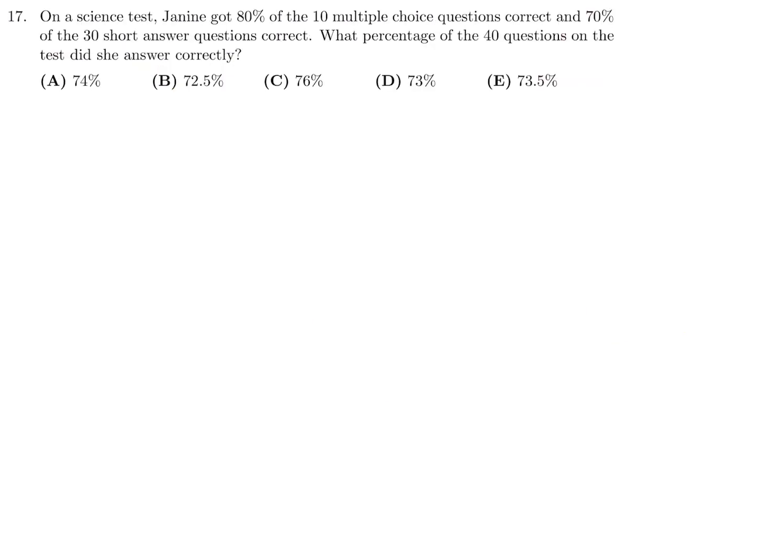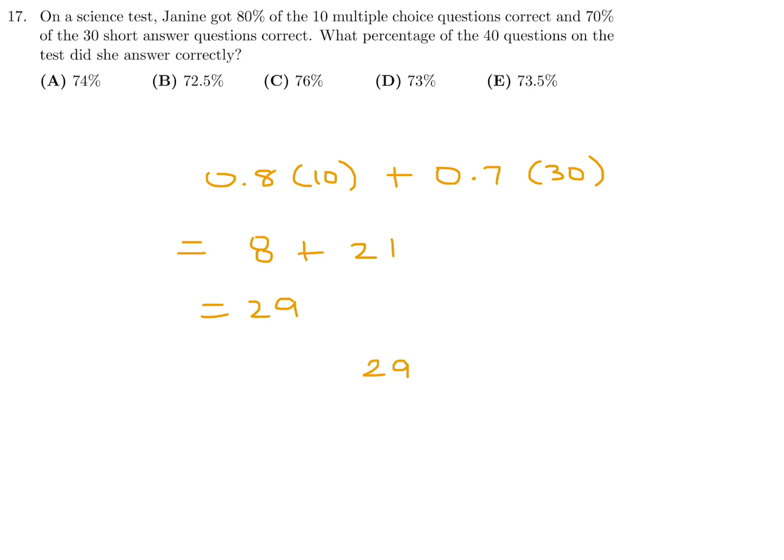On a science test, Janine got 80% of the 10 multiple choice questions correct and 70% of the 30 short answer questions correct. What percentage of the 40 questions on the test did she answer correctly? So 80% of the 10 questions and 70% of the 30 questions. So that's 8 plus 21. So that's 29 that she got correct. So 29 of the 40 total is what she got. And as a percentage, that is 72.5%. So number 17, the answer is B.